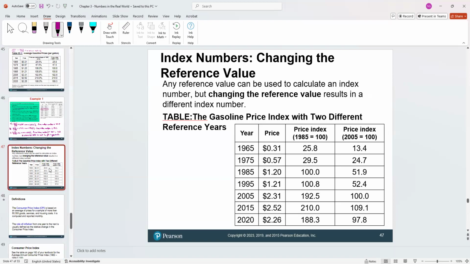But what we said about this, there is no particular reason why we choose the 1985 price as the reference value in that table. It is easy to recast the table with a different reference value as well. So you can choose any of these. That's what we try to say, that any reference value can be used to calculate an index. But changing the reference value results in different index numbers. So that's why we only go with 1985.